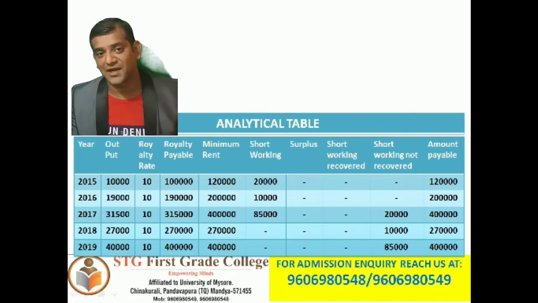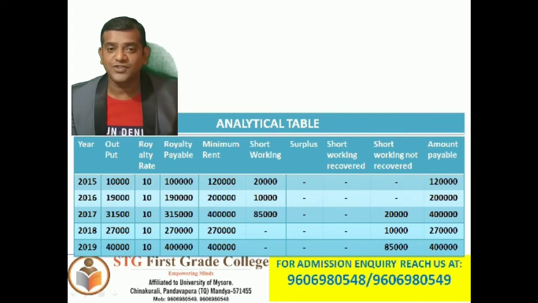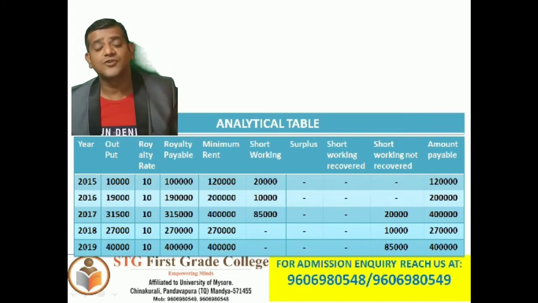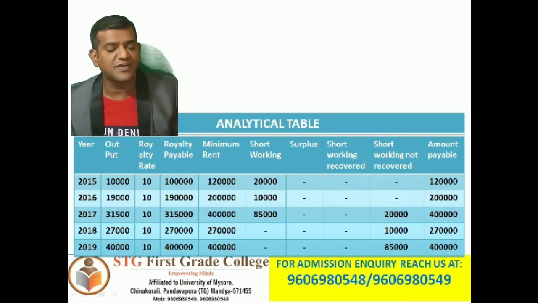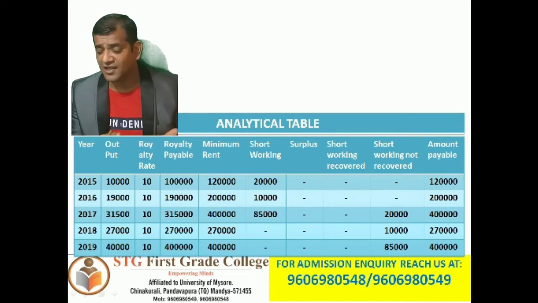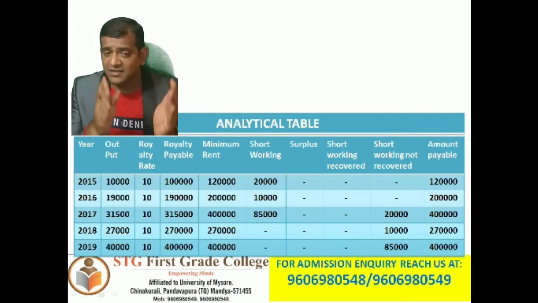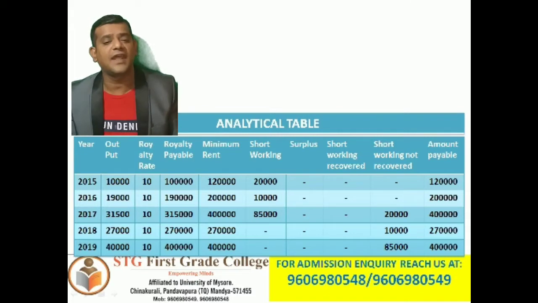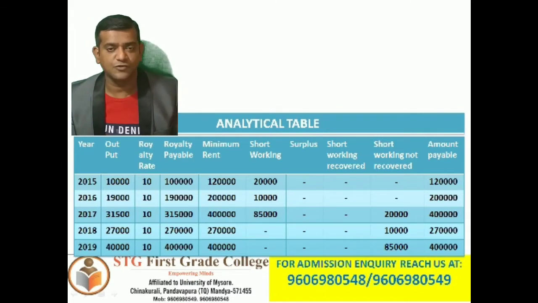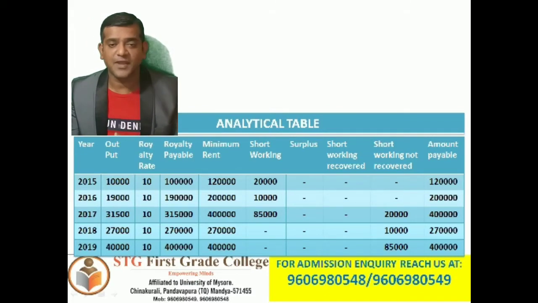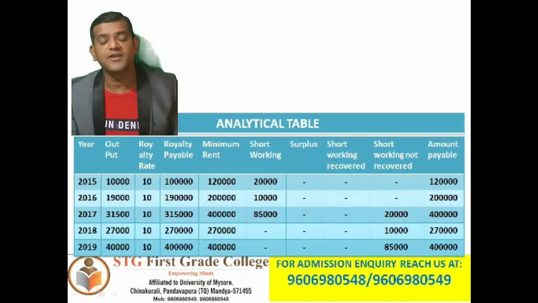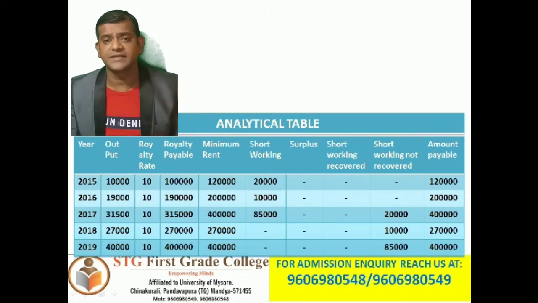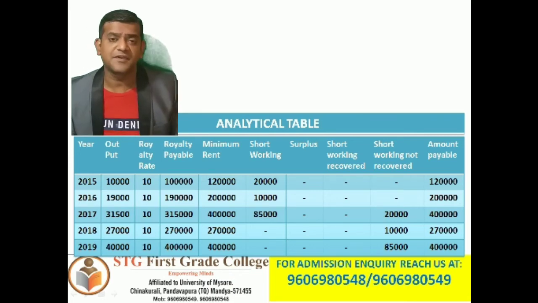In the year 2017, how much production had happened? The total production, that is output, is 31,500 tons. So 31,500 tons into the rate of royalty, which is 10 rupees. 31,500 into 10 is 3,15,000 rupees in the royalty payable column. So royalty payable column, how much? 3,15,000 rupees.